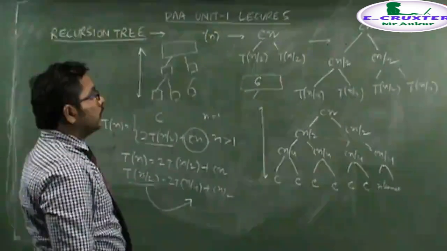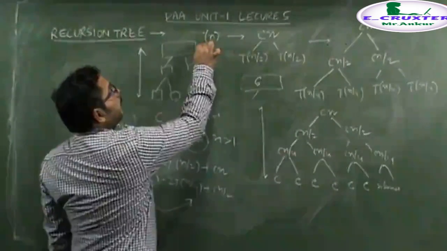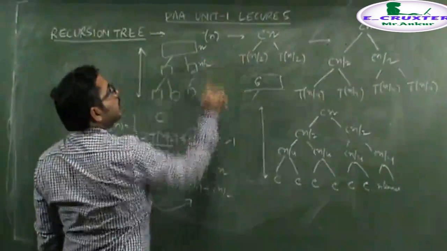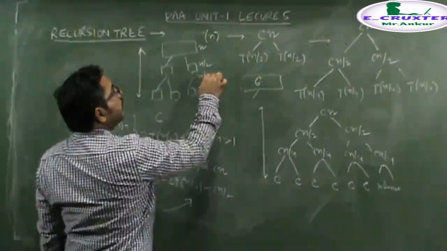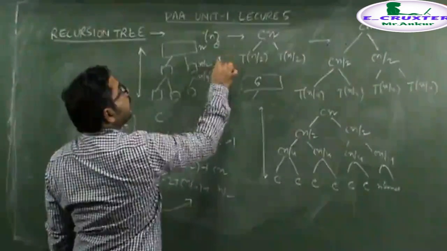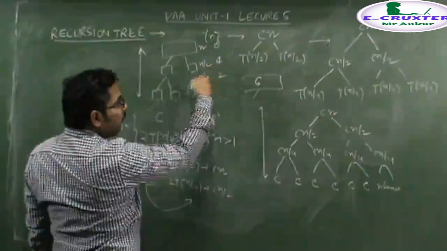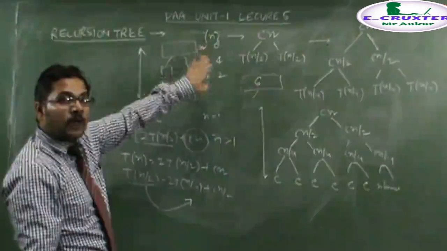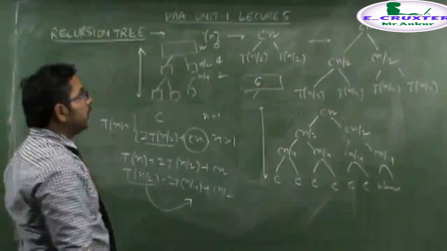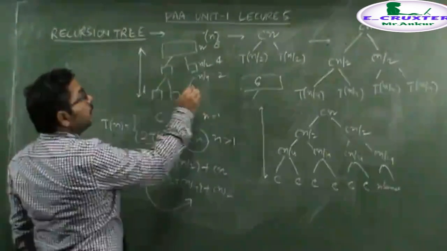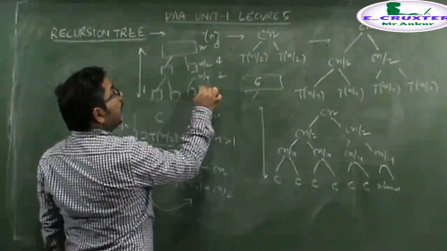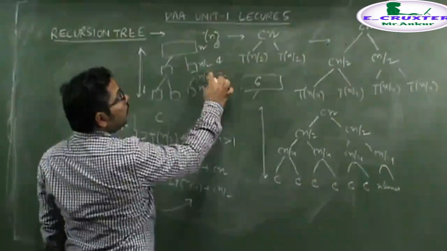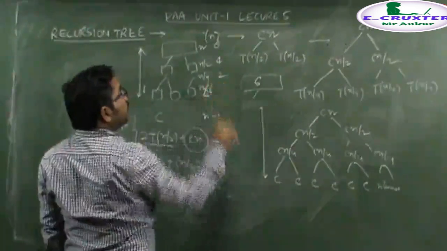Originally there were n elements. In the sub-problem, it will be n by 2. In the next sub-problem, it will be n by 4 elements. That is, if there are 8 elements, then it will be 4 elements, then 2 elements. Then at what height will it have 1 element? Let's say at height I it has 1 element. Then you will notice that it is basically 2 raised to the power 0, 2 raised to the power 1, 2 raised to the power 2. The number of elements is 1.